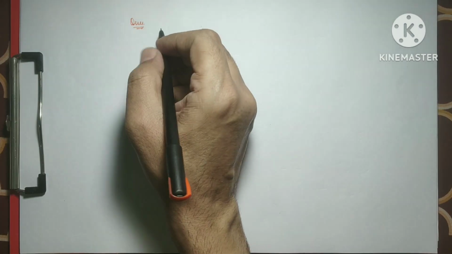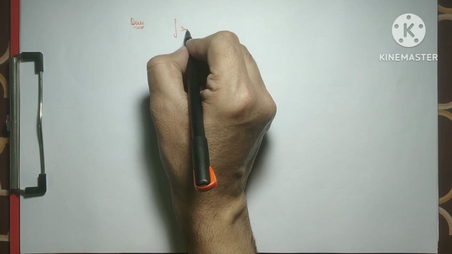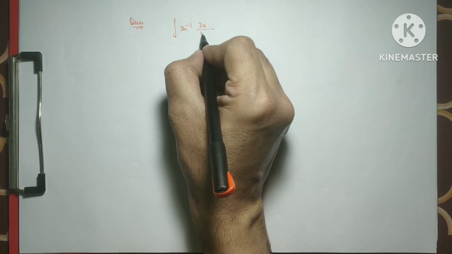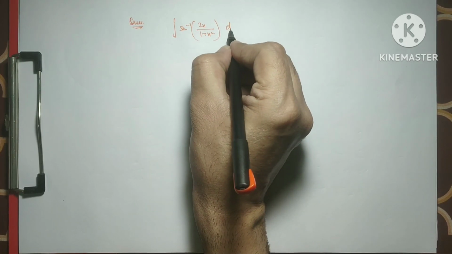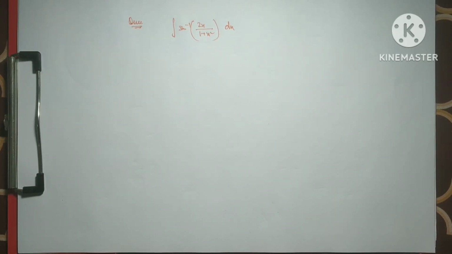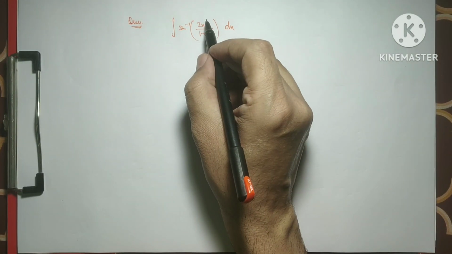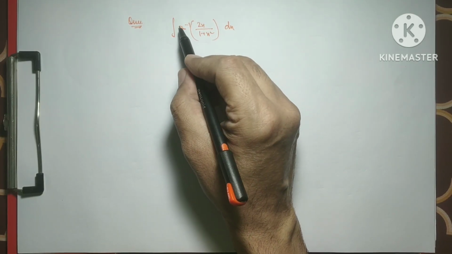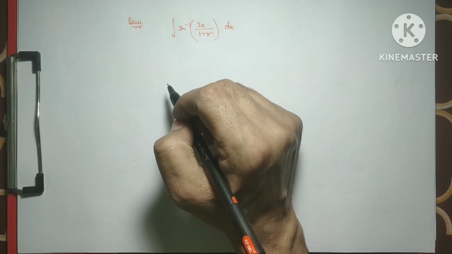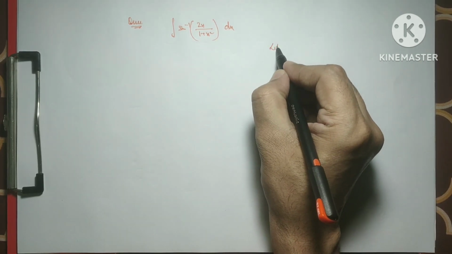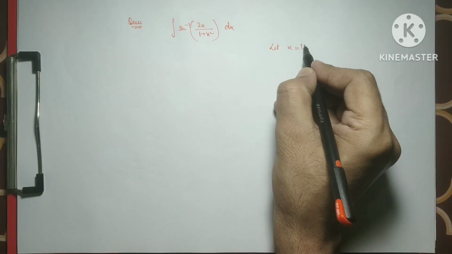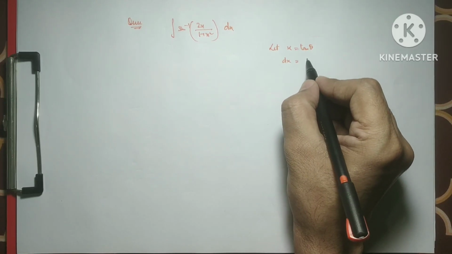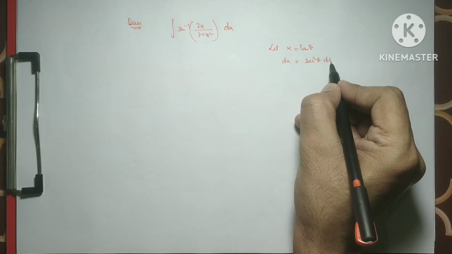that is integrate sine inverse of 2x over 1 plus x square. So this is not a standard inverse function. So by substitution we will try to make it a standard function. So let x be tan theta, and differentiation of this is dx equals sec square theta d theta.